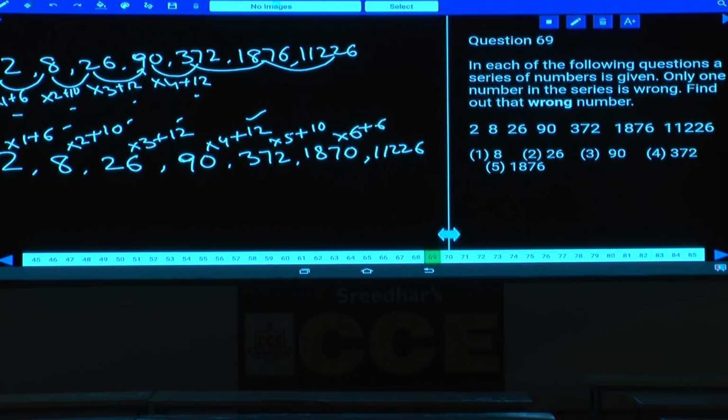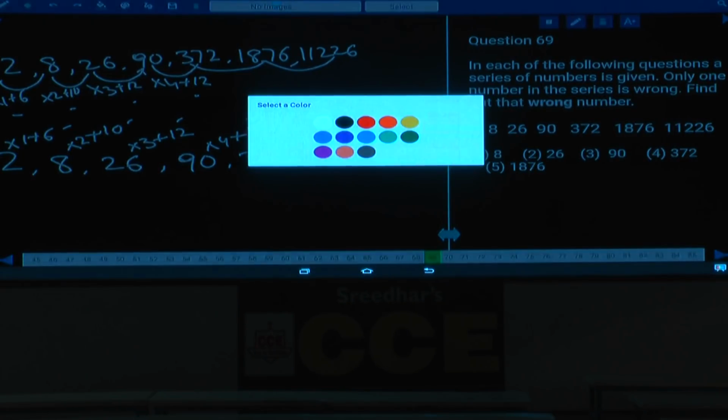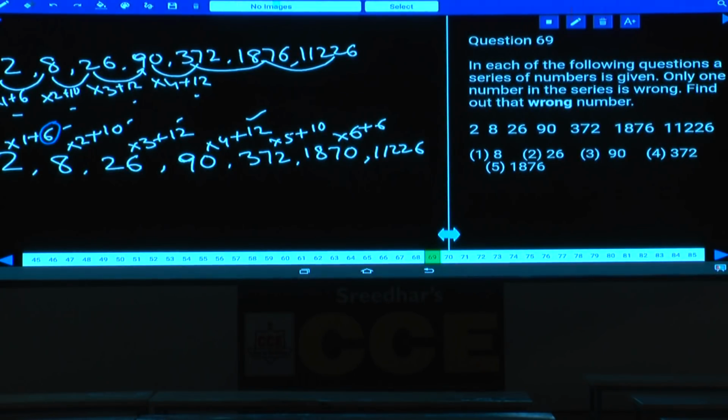Are you following this one or not? Now check out the differences. Now the differences are what? Now these are the differences. This is 6, 10, 12. Again, in increasing order 6, 10, 12. Again they are in descending order 12, 10 and 6. 6, 10, 12, 12, 10, 6. Again 6, 10, 12, 12, 10, 6 and so on.